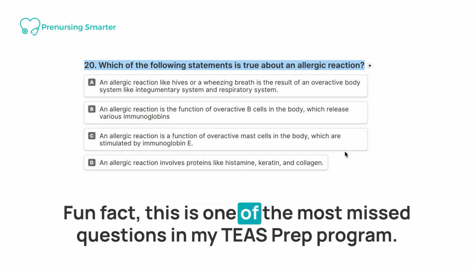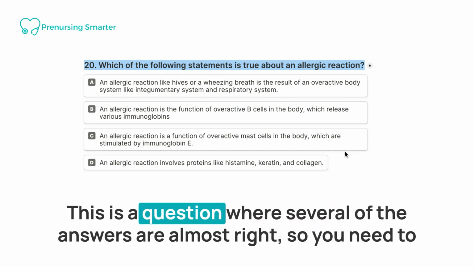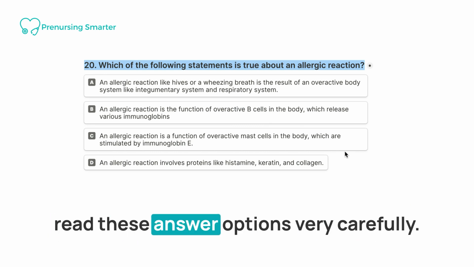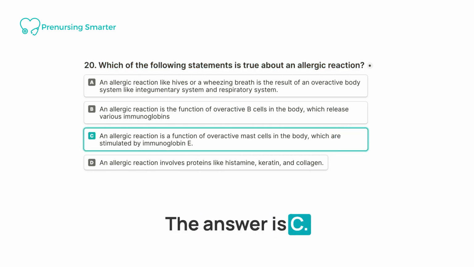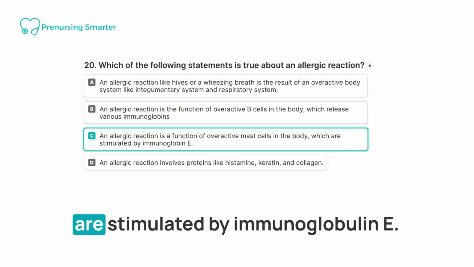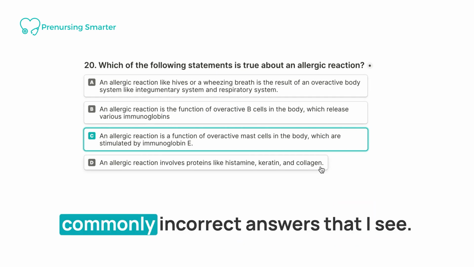Which of the following statements is true about an allergic reaction? Fun fact, this is one of the most missed questions in my TEAS prep program. This is a question where several of the answers are almost right, so you need to read these answer options very carefully. The answer is C. An allergic reaction is a function of overactive mast cells in the body, which are stimulated by immunoglobulin E.